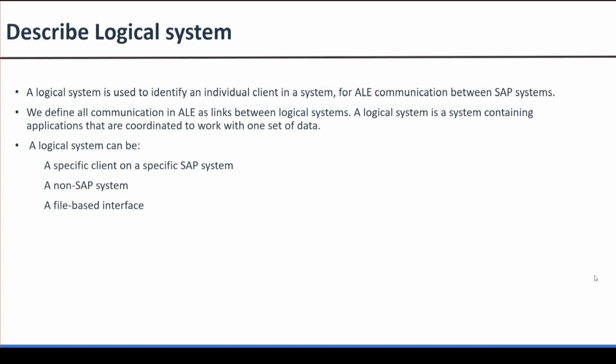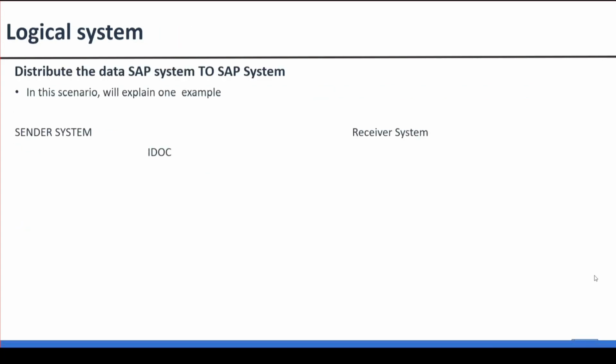In the ALE configuration level, we are going to define this logical system. We can define the logical system using the transaction code SALE. Transaction code is SALE. Okay, before going to that, I have one small scenario I will explain here: distribute the data from SAP to SAP. In this scenario, I will explain one good example.